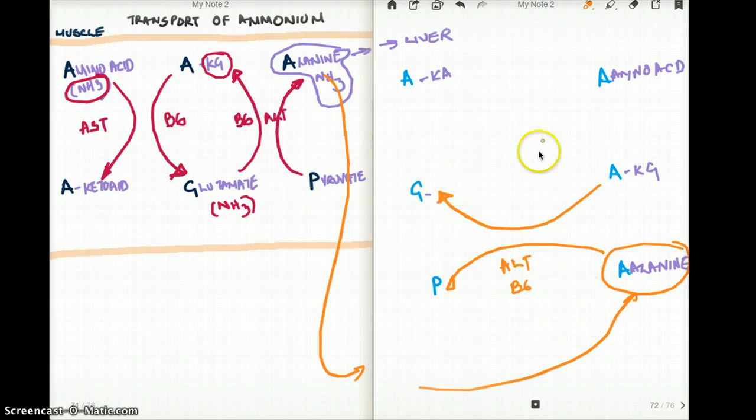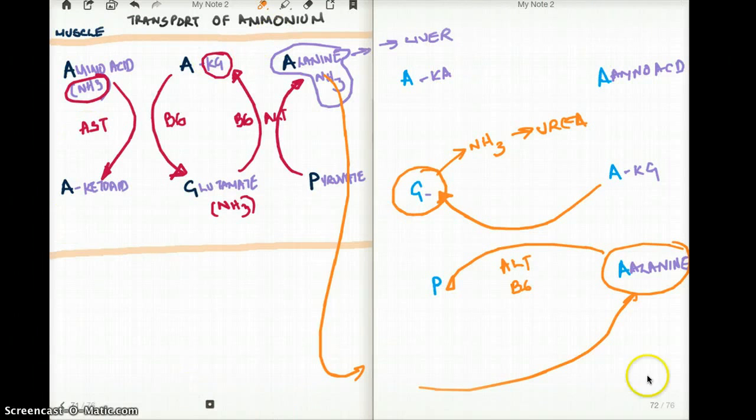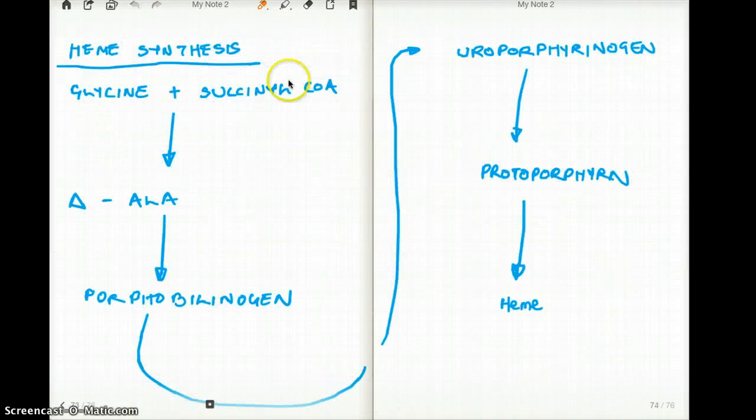Now this glutamate, I mean, this process can keep on going, but really this glutamate is going to use the ammonia to form urea, okay? So you see how important pyridoxine is in protein metabolism, and this is all taking place in the liver, and if this does not take place, then we don't have liver metabolism, right? We do not have getting rid of all the ammonia that we have in our system. So moving on to heme synthesis.